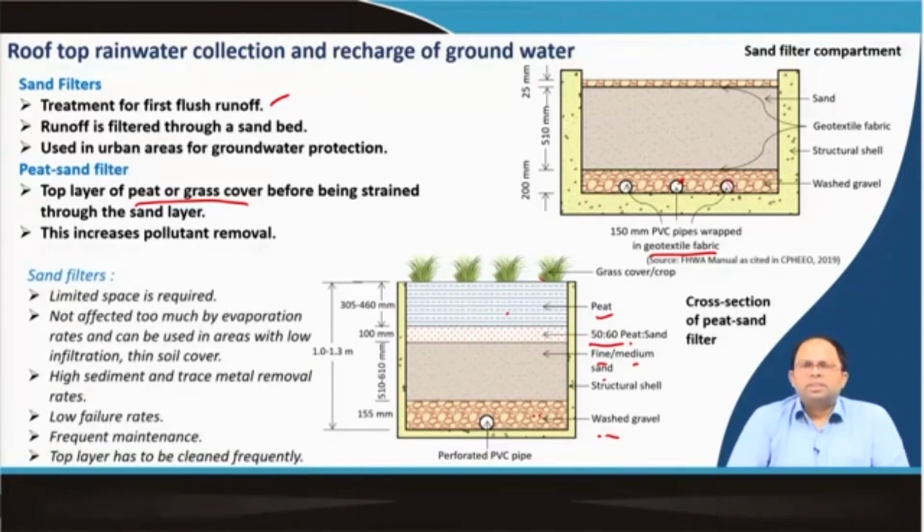So, the purpose of this kind of filter is basically to clean the water before it is recharged, and this requires limited space. It does not require too much space, and it is not affected by evaporation rates, and could be used in areas with low infiltration and thin soil cover. It can remove a lot of sediment, and trace metals and so on could be removed.